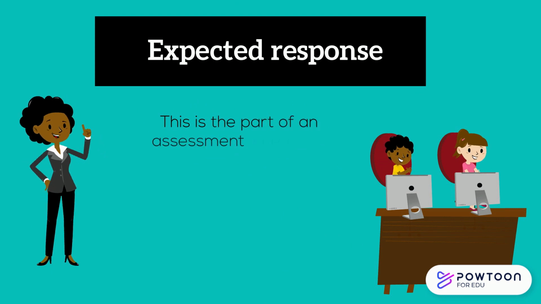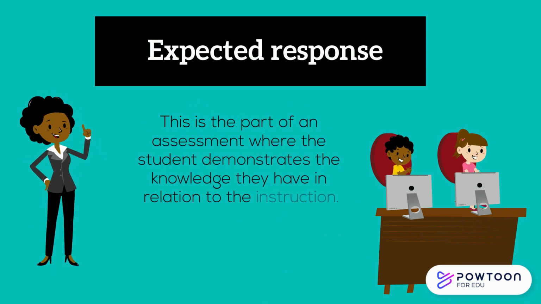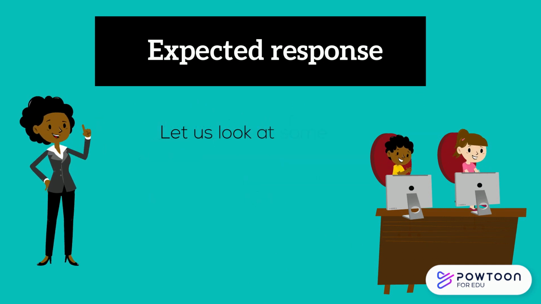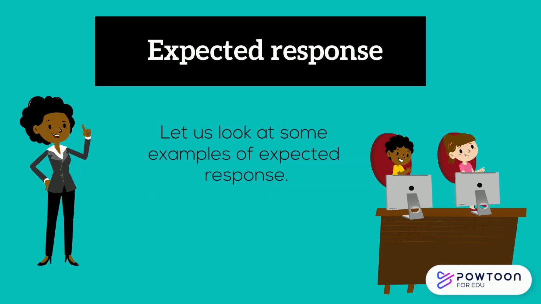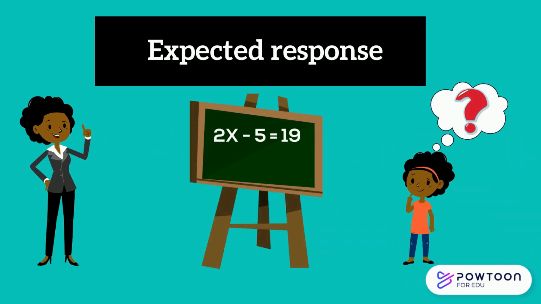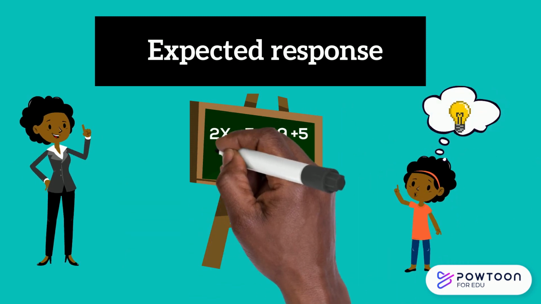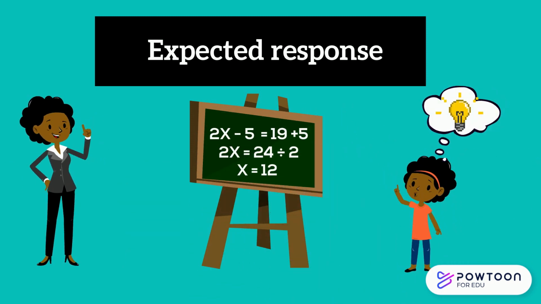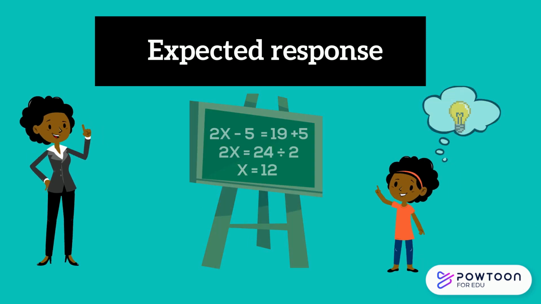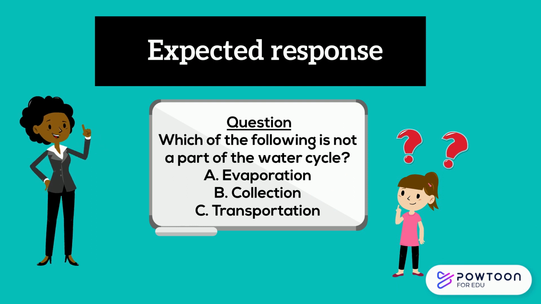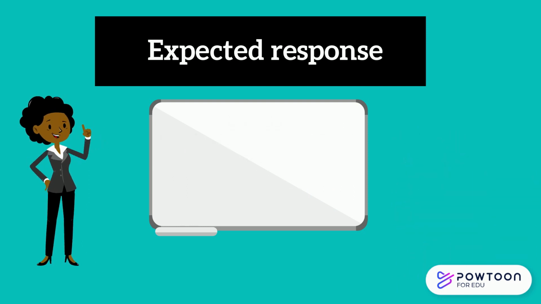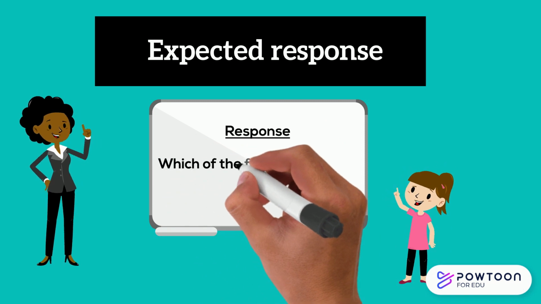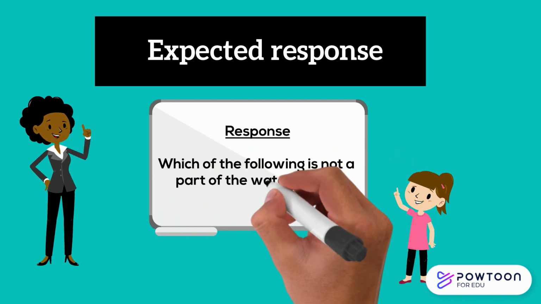This is the part of an assessment where the student demonstrates the knowledge they have in relation to the instruction. Let us look at some examples of expected response. As we previously said, expected response allows the students to demonstrate their abilities to answer the question. In this example, we can see the student attempting to answer the question and solve for x. This is another example of an expected response, as we can see the student attempting to answer the MCQ questions and demonstrate their knowledge.